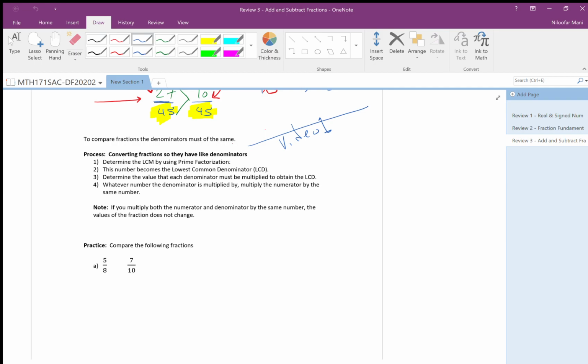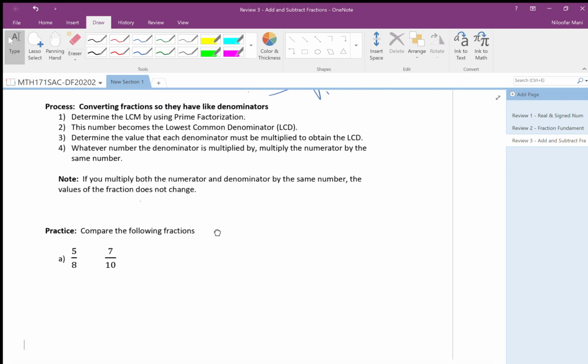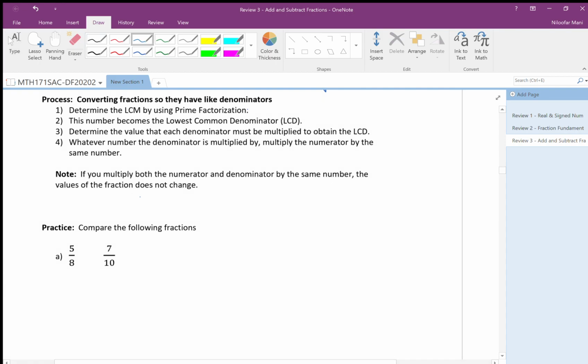Here we were comparing two fractions, and I was saying that if I compare two fractions, they should be the same. Otherwise I'm not able to compare. They must be the same. Otherwise I have 5 apples and I have 7 oranges, and they are not the same as each other. How can I compare them?